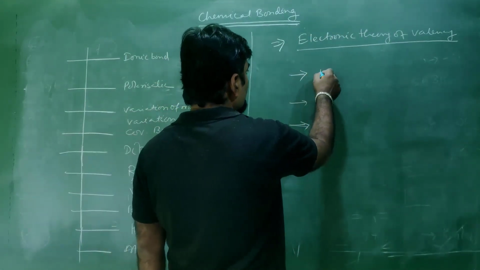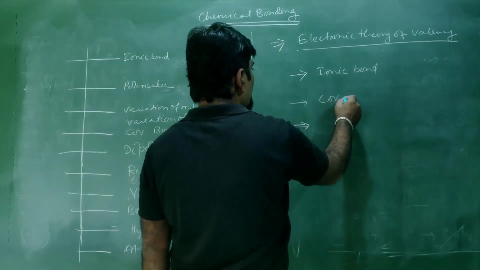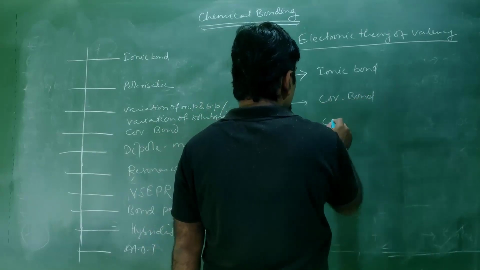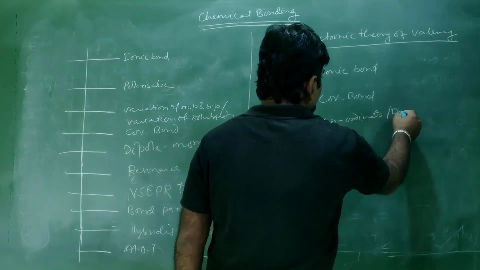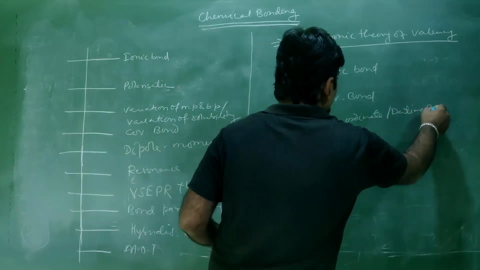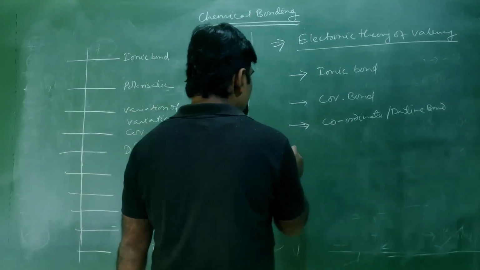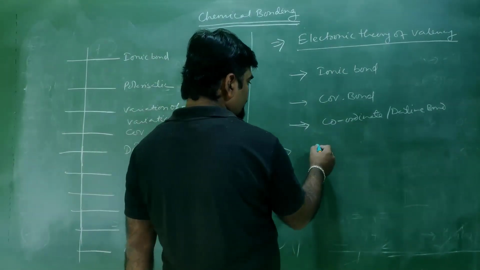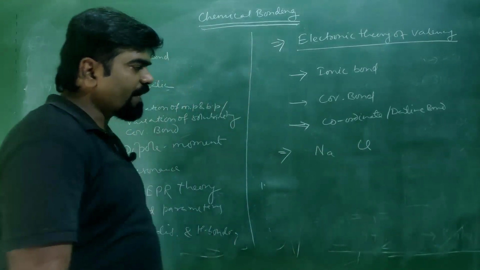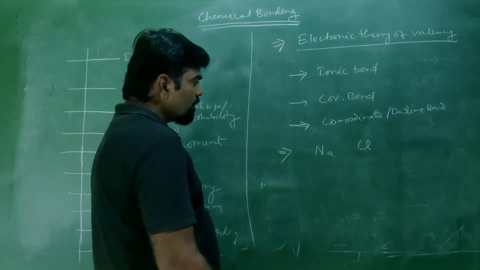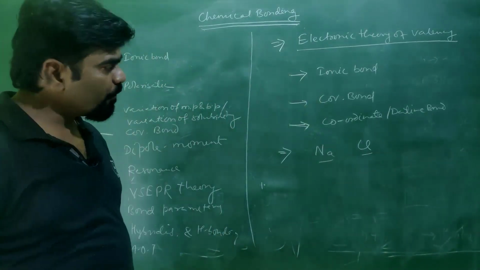In this way they form ionic bond, then covalent bond, and then coordinate bond. Coordinate bond is also known as dative bond. So what is an ionic bond? The bond which is formed by the transfer of electron. That is, transfer of electron takes place between a metal and a non-metal whose electronegativity difference is greater than 1.7.